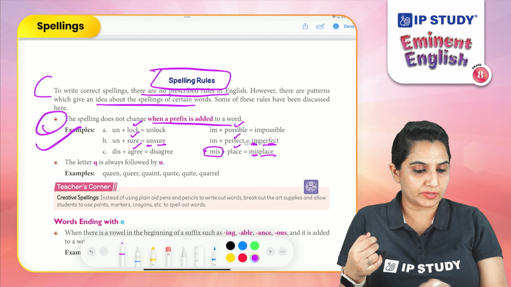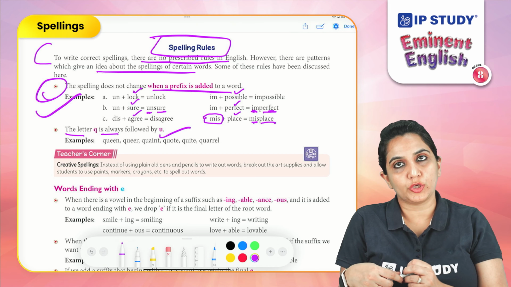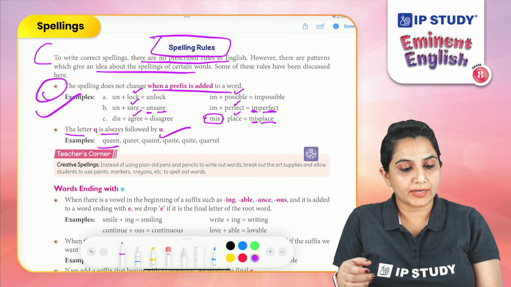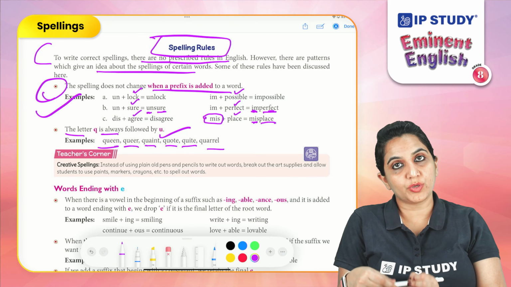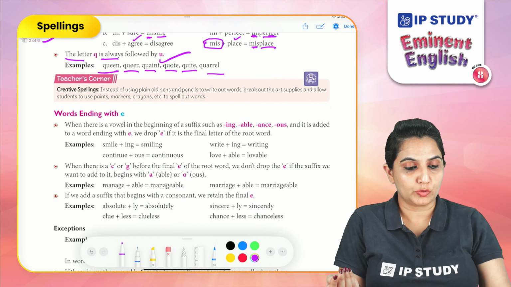the meaning as well. Letter Q is always followed by U, like queen, queer, quaint, quote, quite, choral. So whichever spellings begin with Q, it is always followed by U.